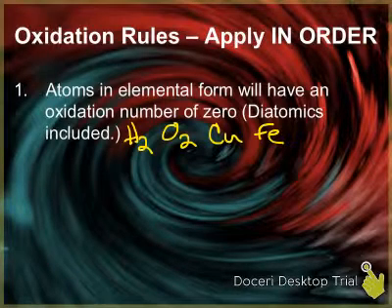Anything in elemental form. So if I give you a sample of copper like we did in the lab last week, that is just plain copper. It has an oxidation number of 0. Okay, so that's the first rule.